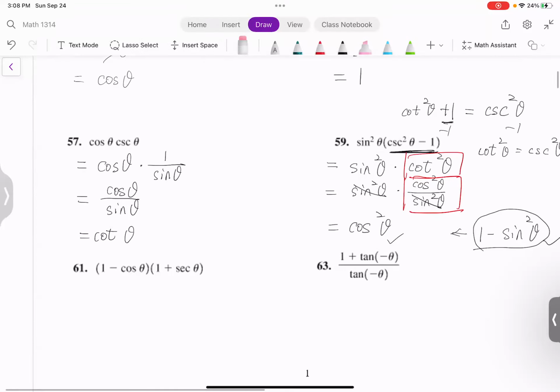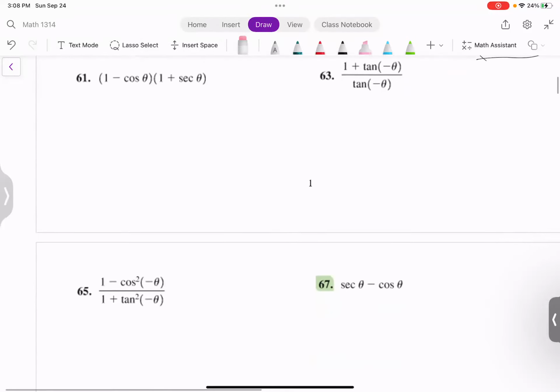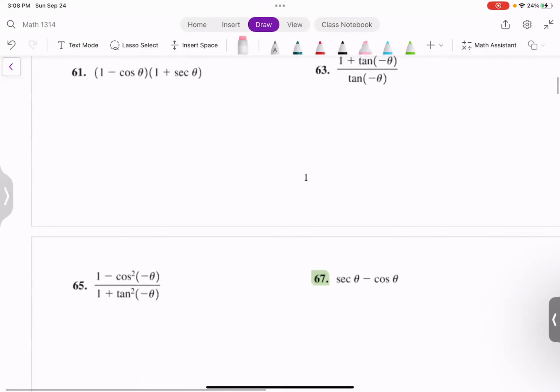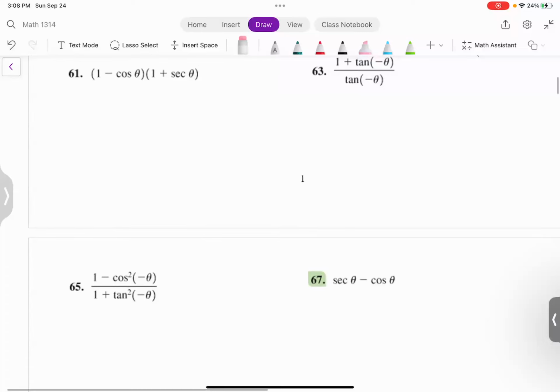All right, let's see the next example. Number 61, if I have 1 minus cosine theta times 1 plus secant theta. Okay, how to simplify this? Let me ask you. If I look at the first parentheses, can you do some simplification or convert it to a simplified form? No, I have no way. I haven't learned the identity. How about the second parentheses? I didn't see any method. So how about distribute or FOIL this one?